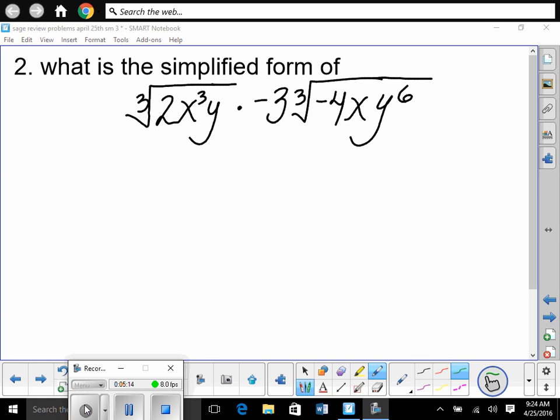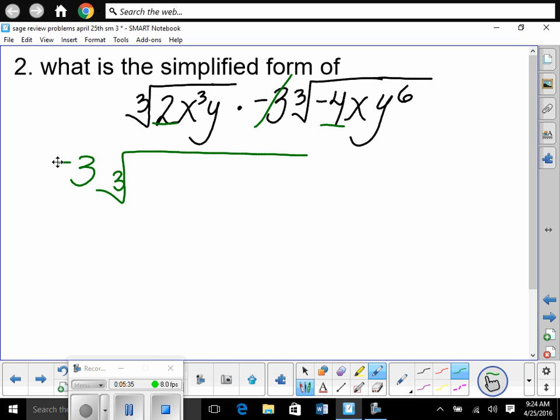So let's look. We have the cube root of all this stuff times -3, the cube root of all this stuff. So when we have a -3 on the outside. So I have a -3. Now I have a cube root. So I cross that out so I don't miss anything. Cube root. There was a 2 underneath. What's 2 times -4? Do you guys understand that I'm multiplying these together here? So that's -8. Then we have an x to the 3rd and x. So that's x to the 4th. And then we have a y and a y to the 6th. Y to the 7th.